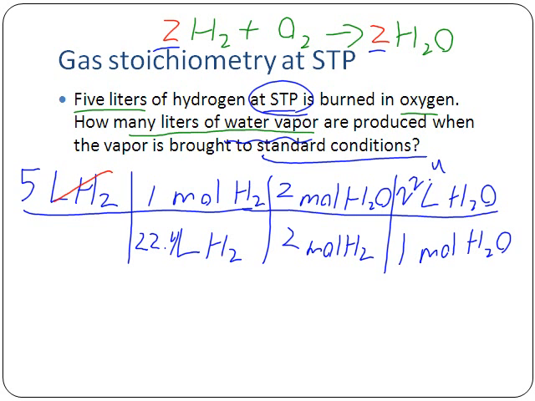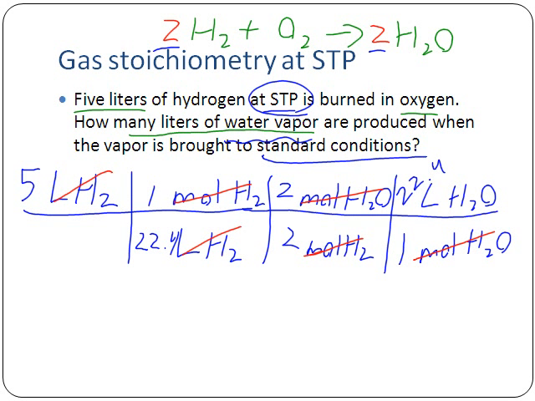And so sure enough, as we've talked about before, our units are going to cancel. Liters of hydrogen cancel liters of hydrogen. Moles hydrogen cancel moles hydrogen. Moles water vapor cancel moles water. And that leaves us only with liters of water vapor left over. So in this case, we say 5 times 2 on top times 1 times 22.4, divided by 22.4, and then divided by 2. And guess what you get?